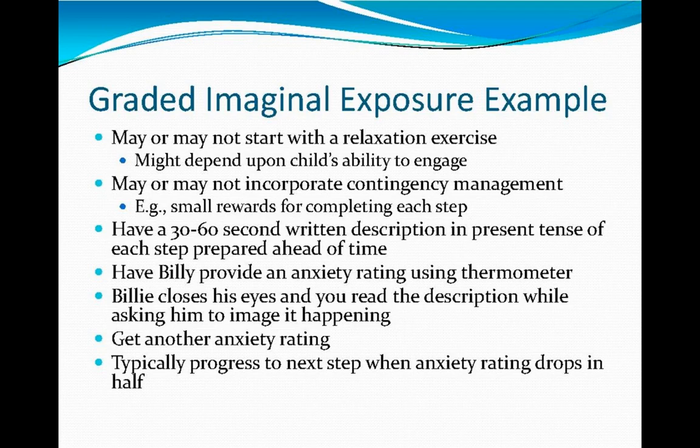until that anxiety drops. And the typical rule of thumb is that you want the anxiety to drop in half before you get to the next step. So if Billy starts at a 5, you want to get him to a 3 or lower. And you just keep going over that same script, getting the anxiety rating, doing the script, getting another anxiety rating, talking about what it was like, what did you notice, what physical sensations did you notice, and doing it again until you get that anxiety rating to drop by half.